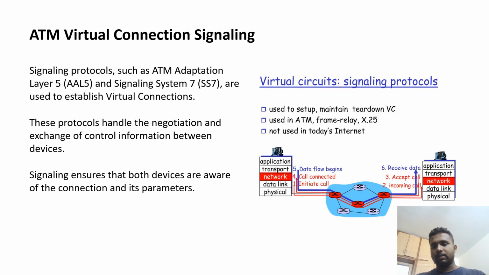Virtual circuit signaling protocols are used to set up, maintain, and tear down VC used in ATM, frame relay, X.25, but not used in today's internet.